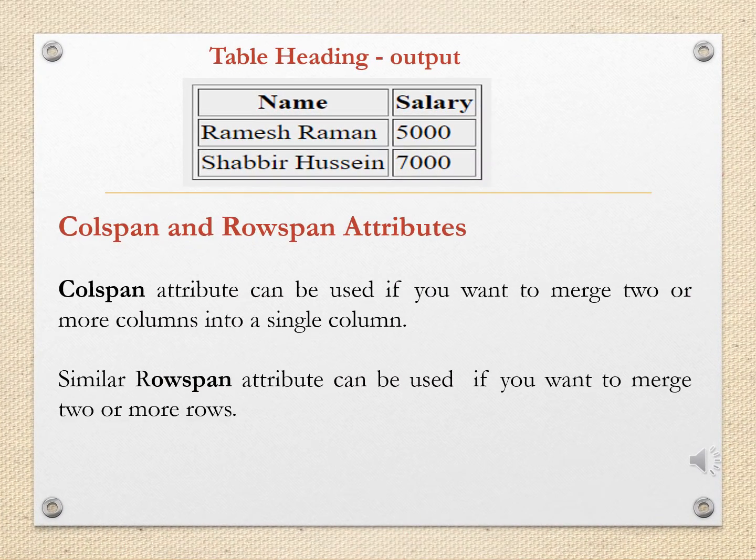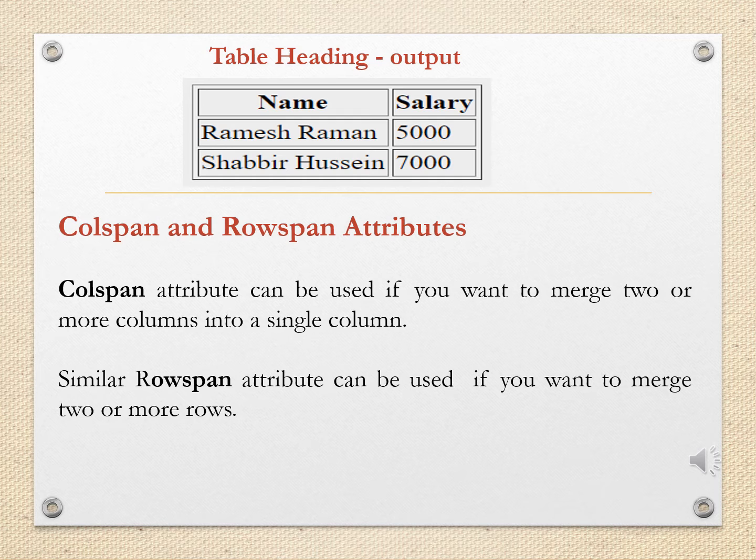As you can see in the output, the name and salary are given as the column headings, and they are bold, highlighted and centered. And next, let's see the colspan and rowspan attributes.